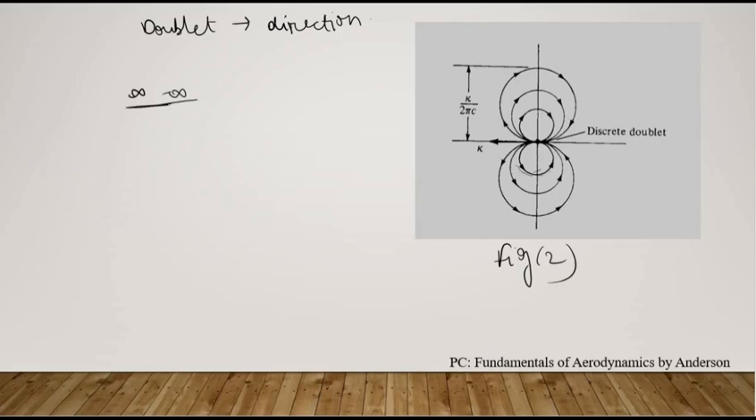So before we end our discussion on the doublet, what is a doublet? A doublet is a singularity that induces about it the double-lobed circular flow pattern, as you can see in this figure. So this was a small discussion on the doublet that we had.